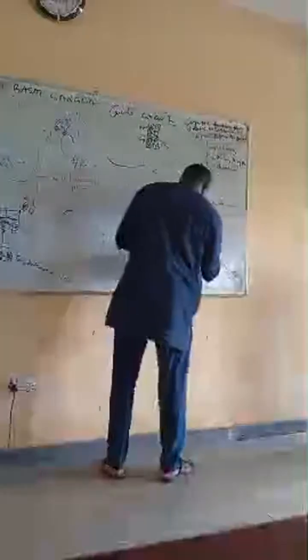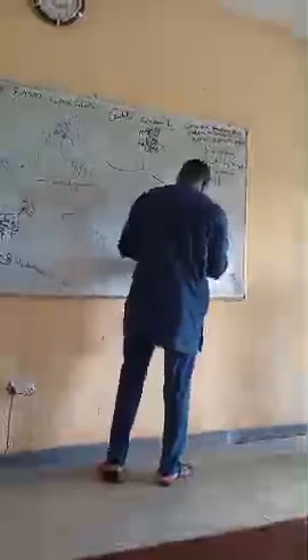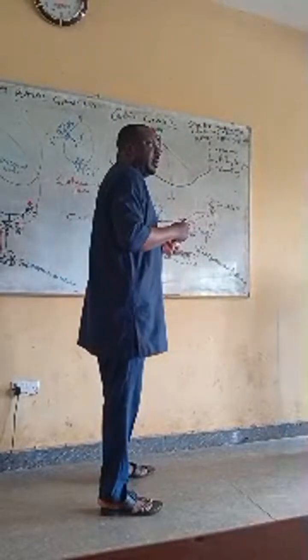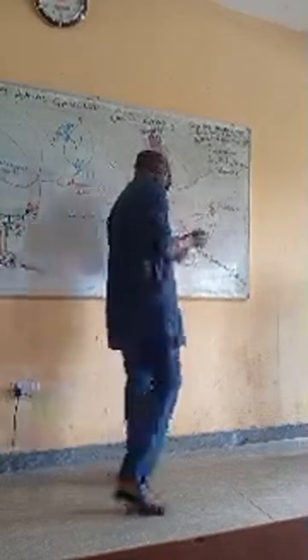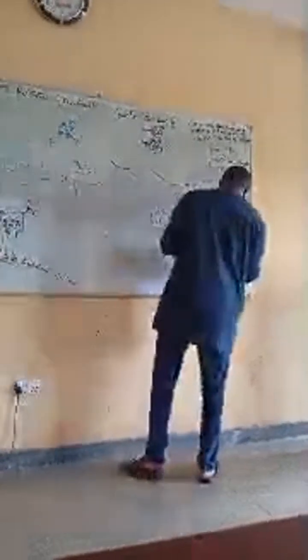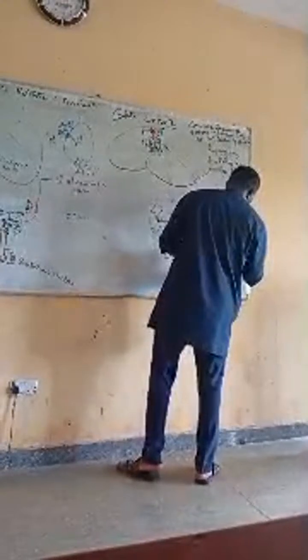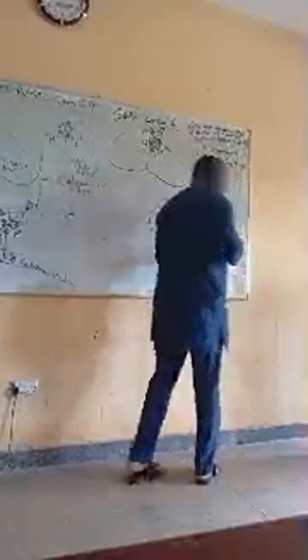If this nigrostriatal pathway is destroyed, if there is a lesion here or a lesion here, and dopamine is not produced, it will result in what is called Parkinson's disease, or what we call Parkinsonism. Parkinsonism is characterized by rigidity and akinesia.